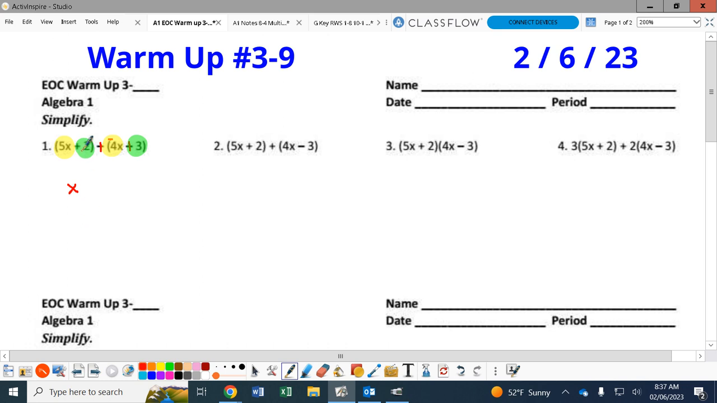Then we're going to combine the 2 and the 3. 2 and 3 gives a total of 5. Since it's a positive number, you put a plus in front of it. That's it. You're done. You've simplified it as far as you can. That is subtracting binomials.